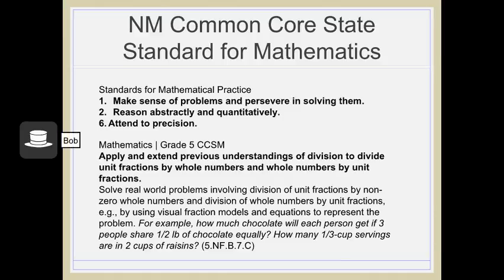This is the second of three threads discussing the Grade 5 standard involving dividing unit fractions by whole numbers and whole numbers by unit fractions. In this example, we will be dividing whole numbers by unit fractions by exploring the question, how many 1/3 cup servings are in 2 cups of raisins?